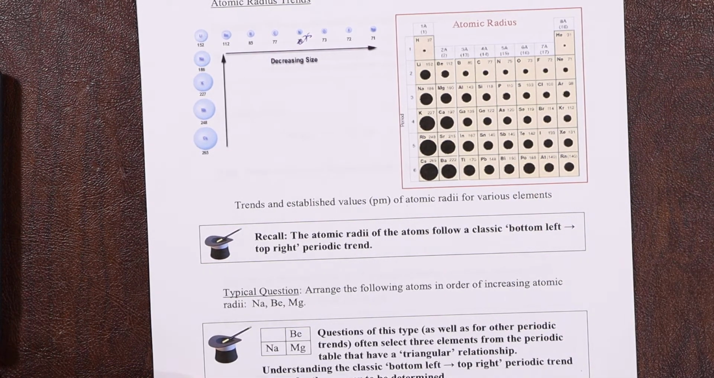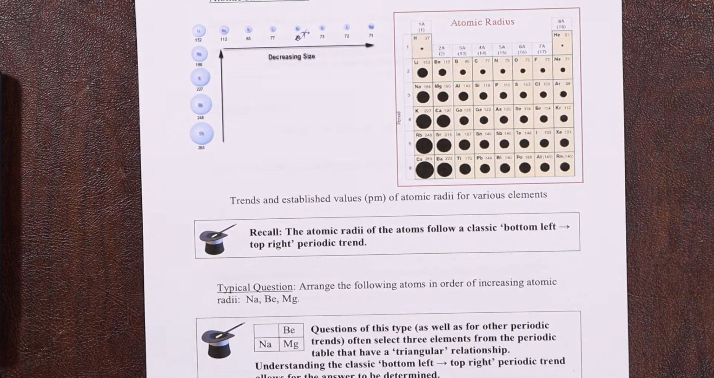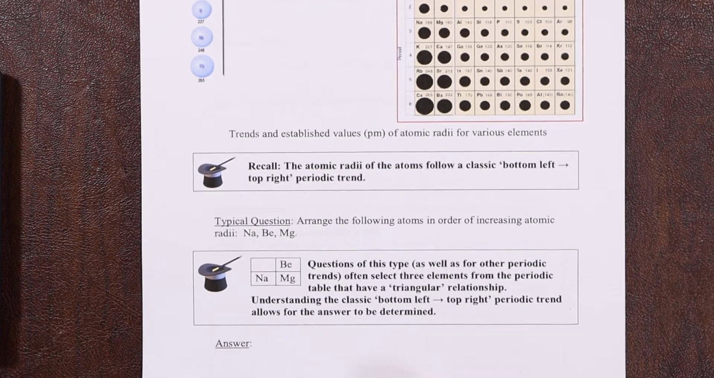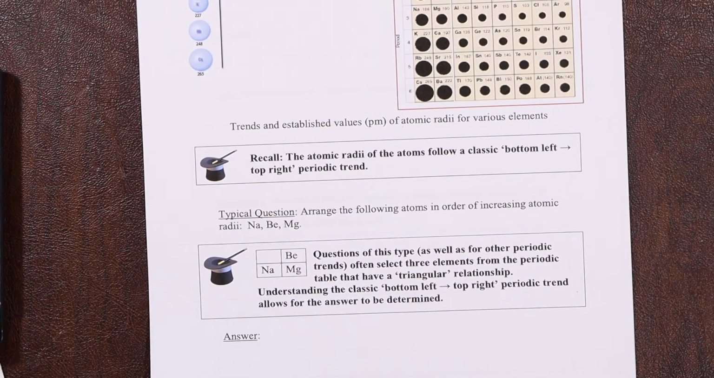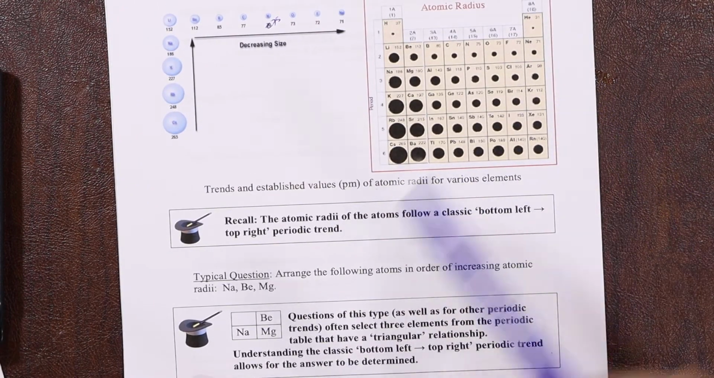Now if you just remember that, the questions we can ask are actually pretty simple. We just ask you to put atoms in order of size, right? So always bottom left or top right. Remind yourself, bottom left is big, top right is small.